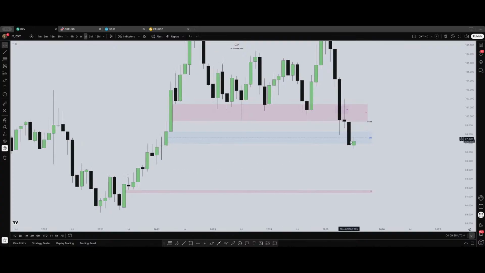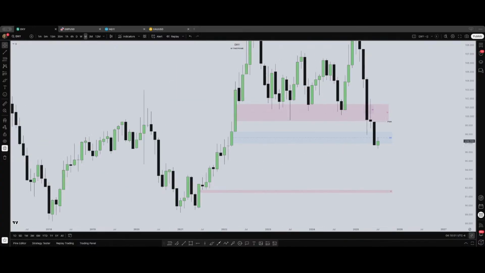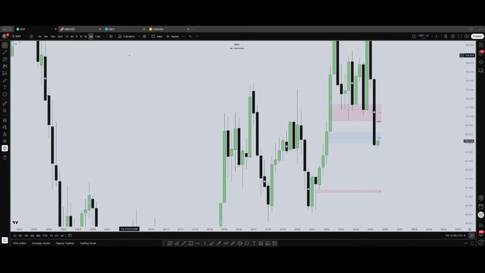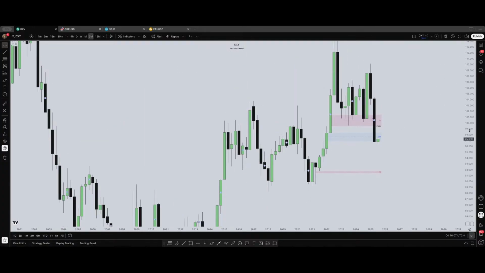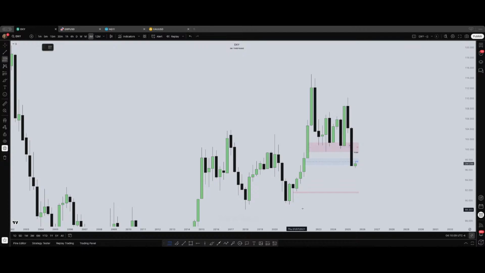So far, let me check here the 3 months. I will use the Fibonacci just to check the levels. Yeah, so far we are at the optimal trade entry. If you have some questions you can ask me, guys, don't hesitate.